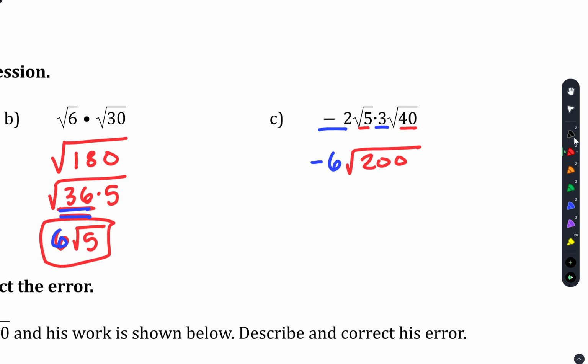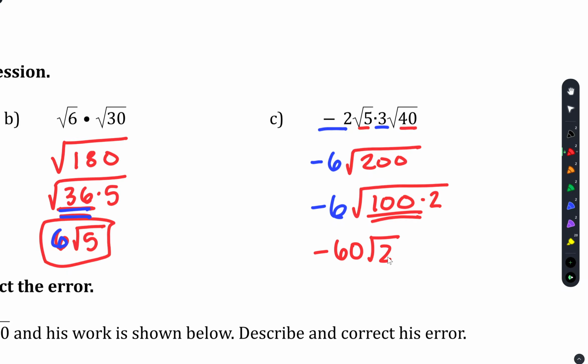And now that everything is combined, I can go ahead and simplify what I have left. So negative 6 radical 200 becomes 100 times 2, where 100 is the perfect square. The square root of 100 is 10, so this is negative 60 radical 2.